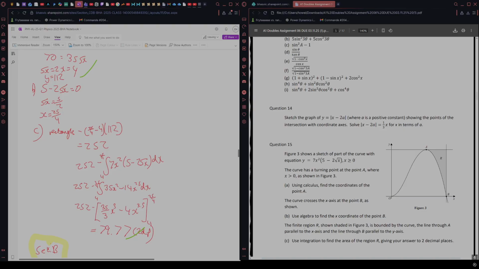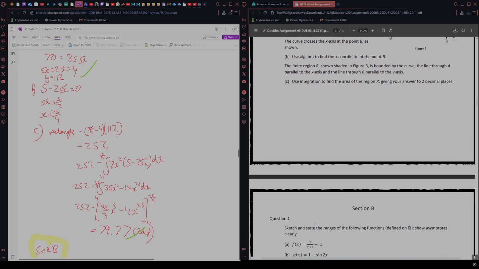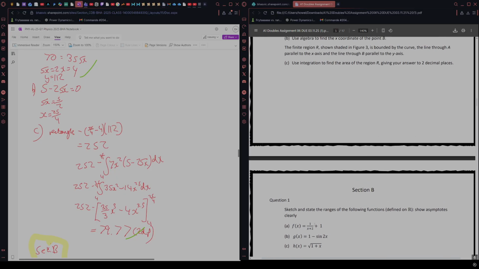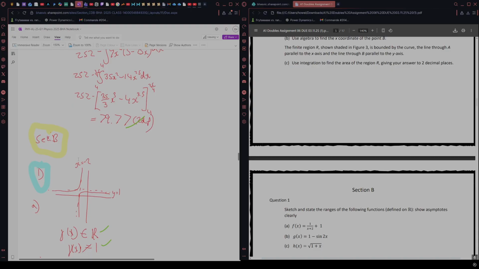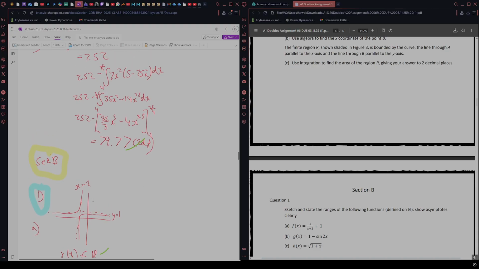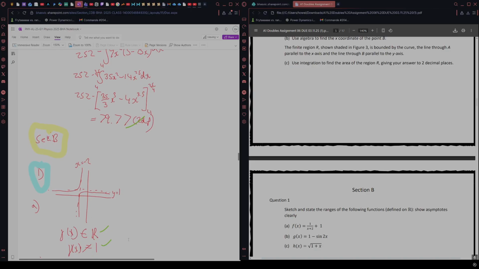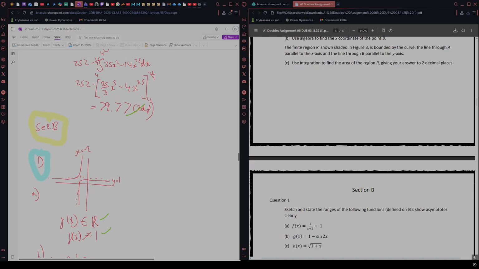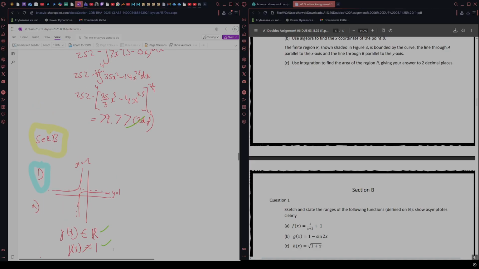Alright, now we're going to section B. There's a lot of functions in this section, and we're just going to do some more graph sketching, just warming up, I guess. Firstly, it's a reciprocal graph. Draw the asymptotes, you have to translate it 2 to the left, 1 up, and you have to do the ranges as well. For this one, it's all real numbers except 1, because 1 is an asymptote.